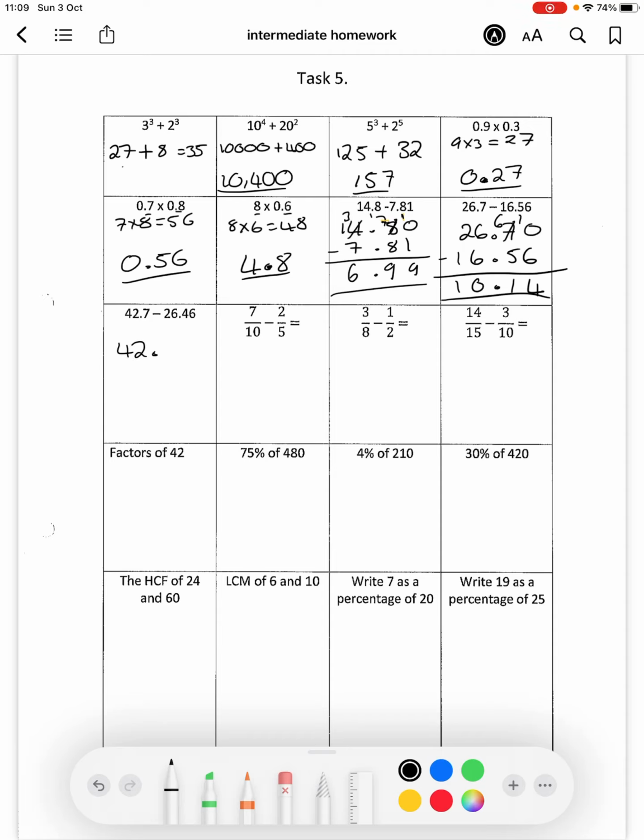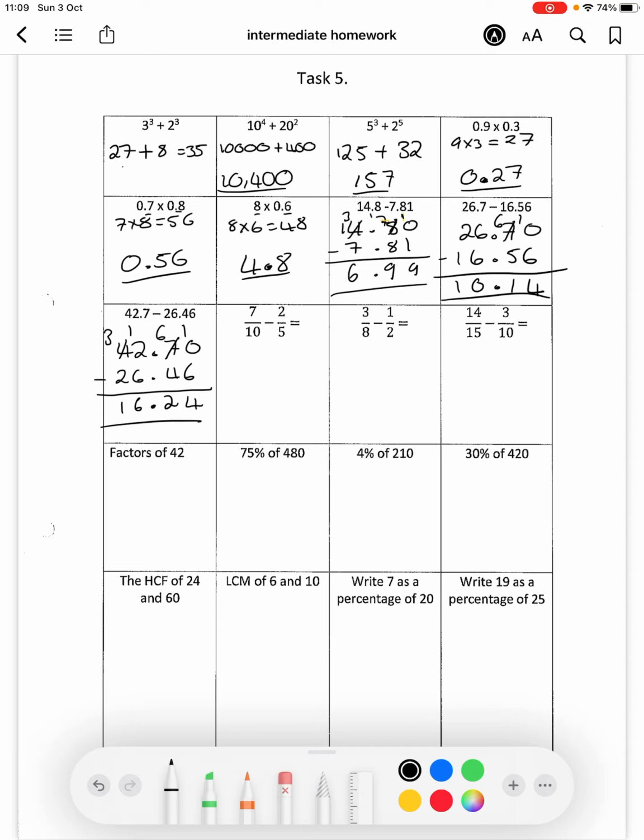Again, subtracting decimals. So 42.7. Subtract 26.46, we've got invisible 0. 0 take away 6, we can't do it, we need to borrow. 10 take away 6 is 4. 6 take away 4 is 2, decimal just moves straight down. 2 take away 6, we can't do it, we need to borrow. 12 take away 6 is 6. 3 take away 2 is 1, so 16.24.